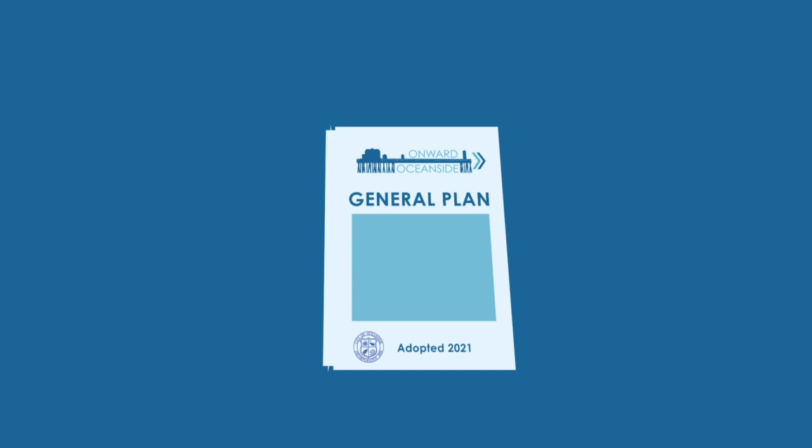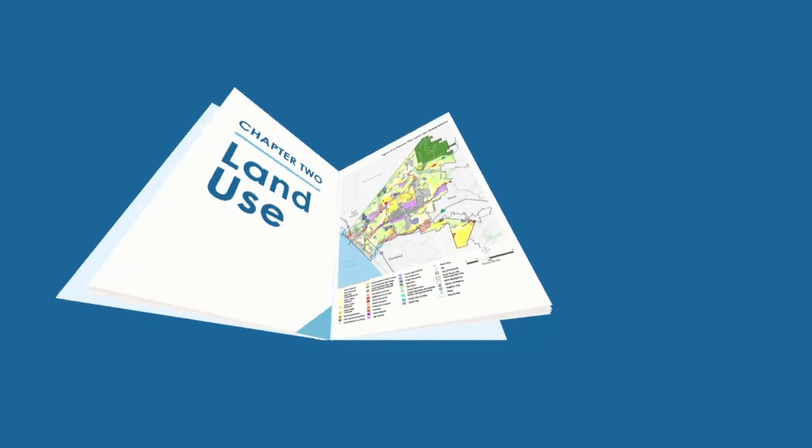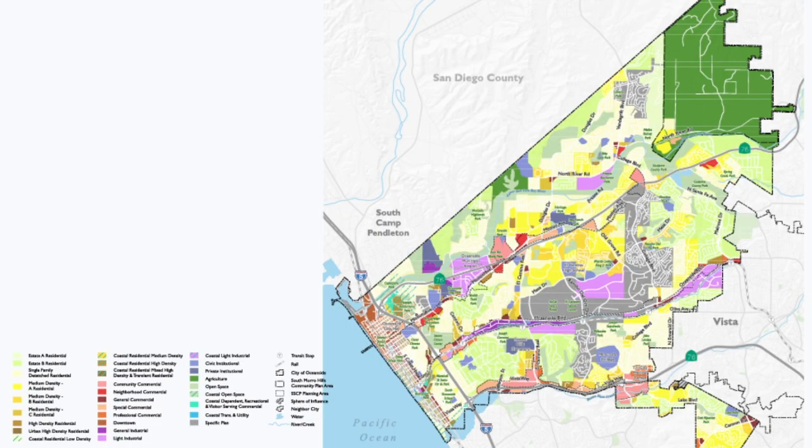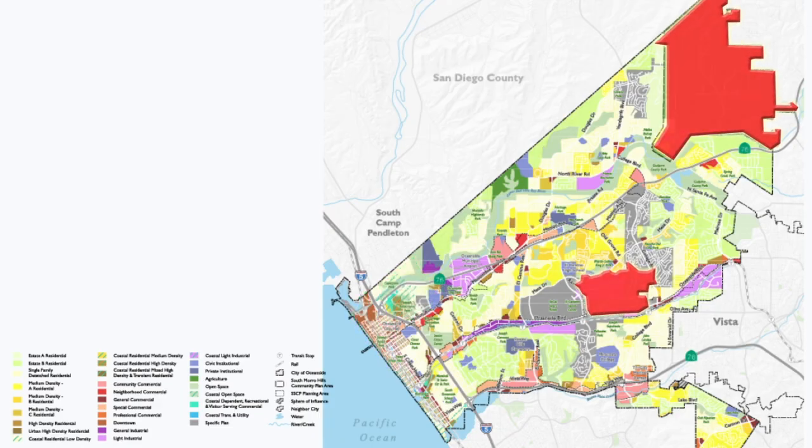Considered the centerpiece of the general plan, the land use element determines the type of development and activity that can occur on all property within the city. This element promotes the coherent, balanced, and efficient arrangement of land use and development, allowing for synergies between complementary uses while averting conflicts between incompatible uses.